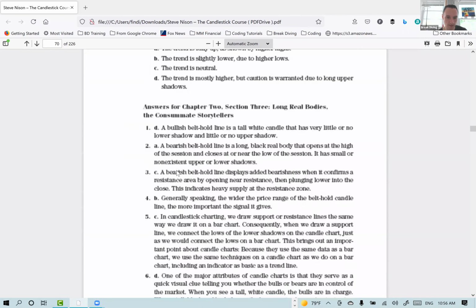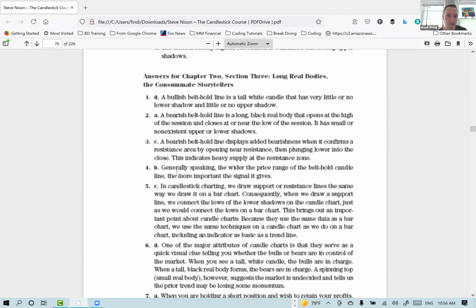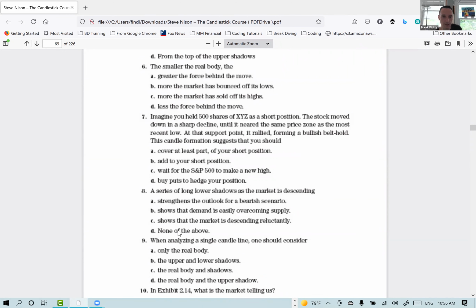Question 8 is C. So I got that one wrong. I said A, but it was C. A series of long lower shadows as the market is descending shows that the market is descending reluctantly. Interesting. Okay. 9, your turn.